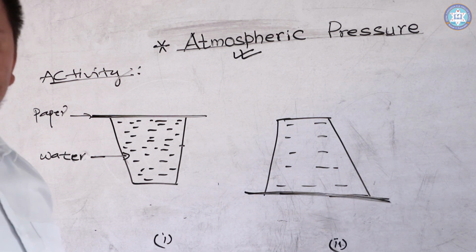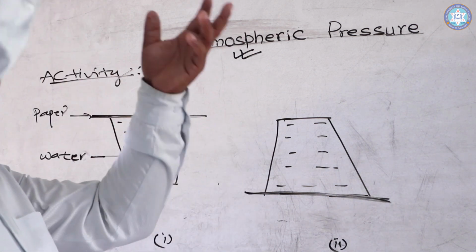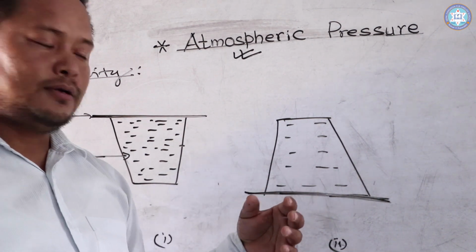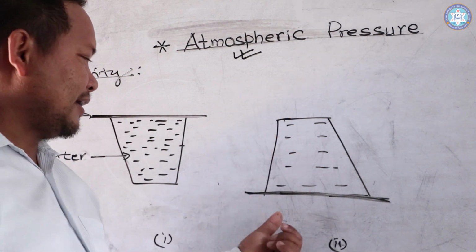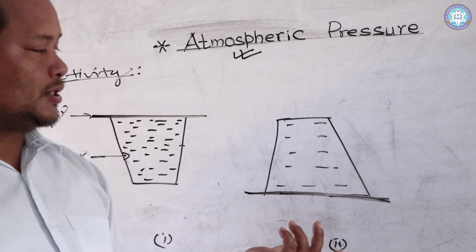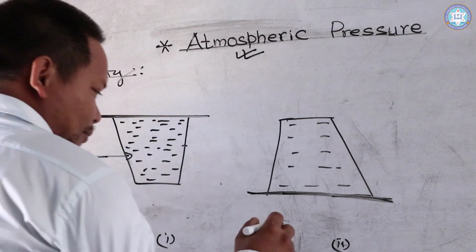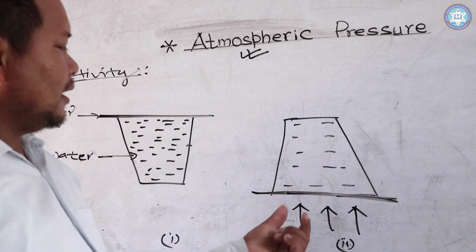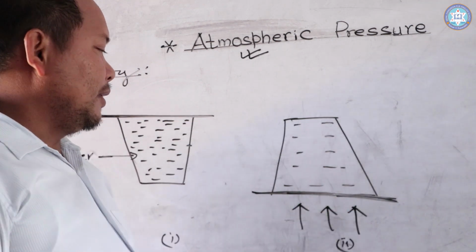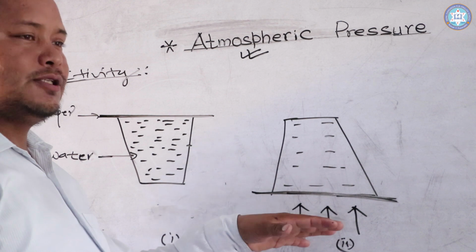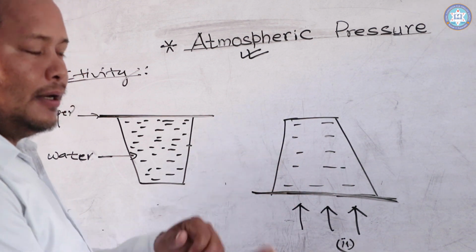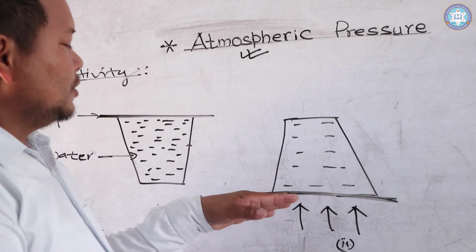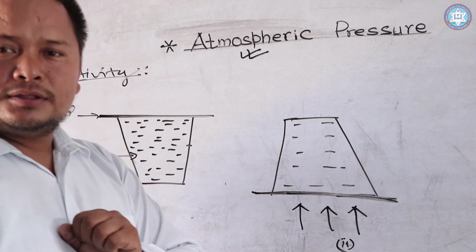Is it magic, or are some superstitious forces created, or is it due to other forces acting on it? No. This is due to atmospheric pressure. Here on the paper cover or lid, pressure is given by the air or atmosphere in the upward direction, so the water does not fall.